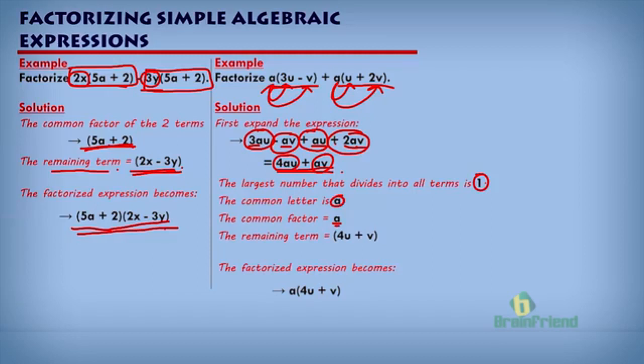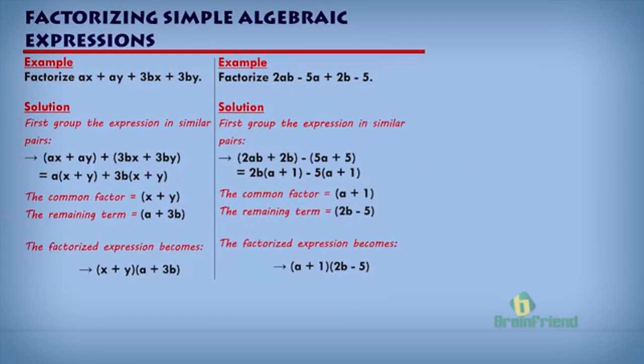All right? The remaining term, therefore, if we take away a from 4au, will be what? 4u. And if we take away a from av, it will be v. So our remaining term is 4u plus v. We multiply that by the common factor a, and that gives us our factorized expression. So our factorized expression becomes a, all in bracket, 4u plus v. All right, we'll carry out also more examples, a little bit more complex again.